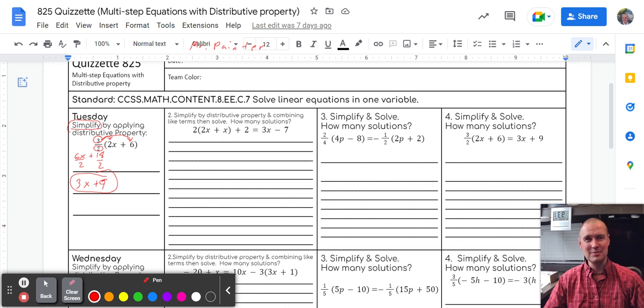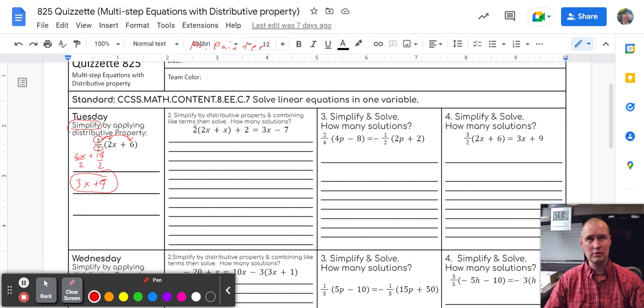All right, getting into number 2. Number 2, we're going to go ahead and read the directions. We're going to simplify by distributive property and combining like terms, then solve. Oh boy, how many solutions? All right, here we go.